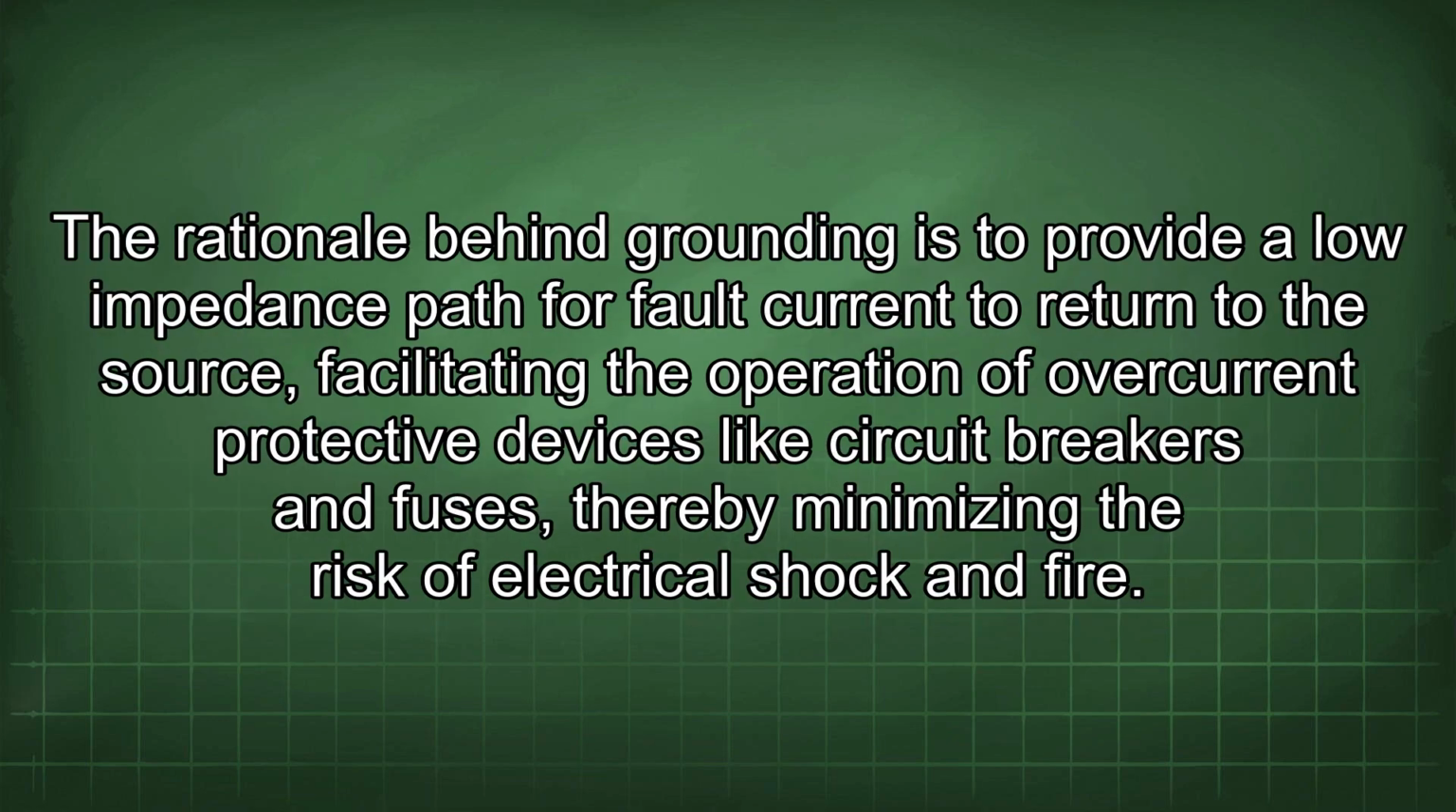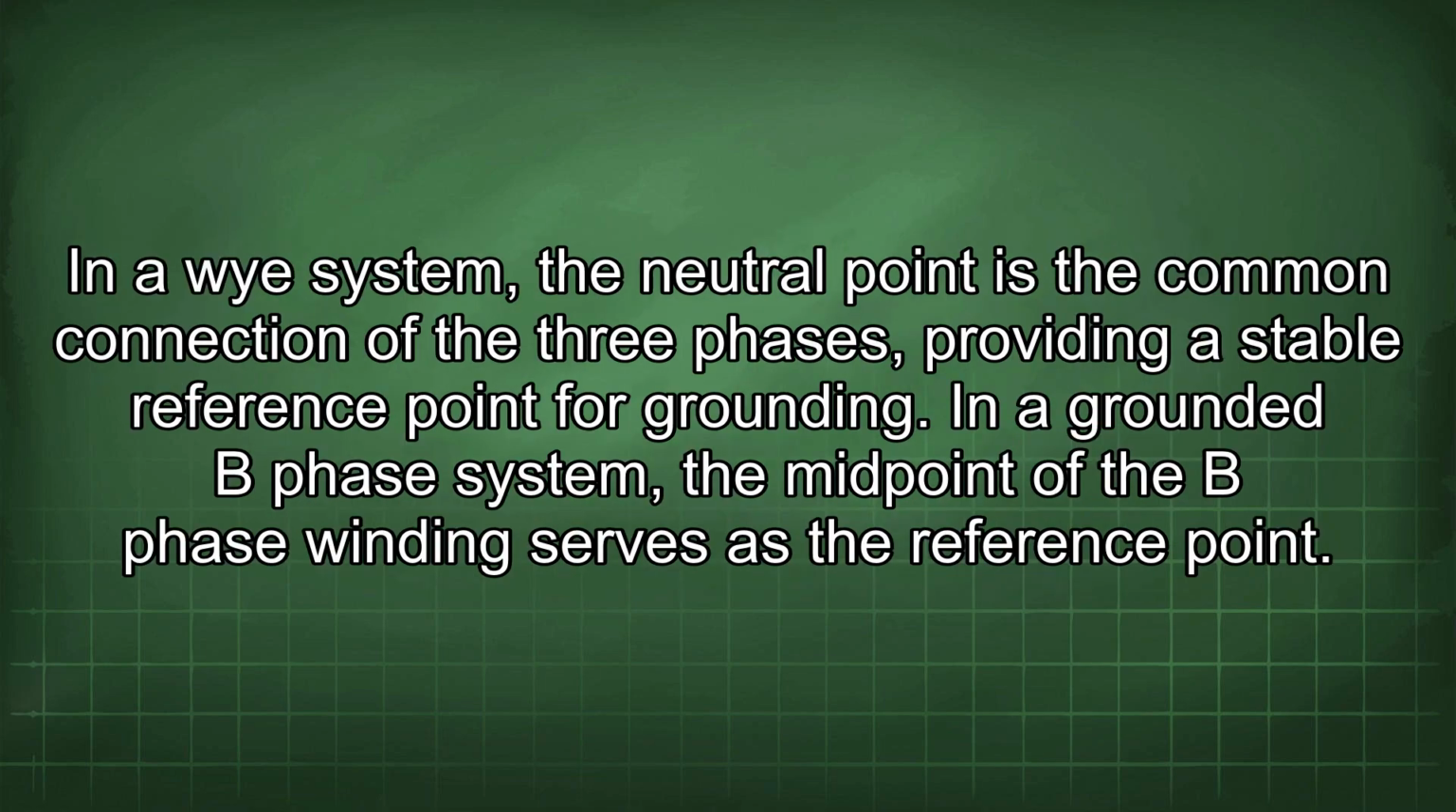The rationale behind grounding is to provide a low impedance path for fault current to return to the source, facilitating the operation of overcurrent protective devices like circuit breakers and fuses, thereby minimizing the risk of electrical shock and fire. In a Y system, the neutral point is the common connection of the three phases, providing a stable reference point for grounding. In a grounded B-phase system, the midpoint of the B-phase winding serves as the reference point.